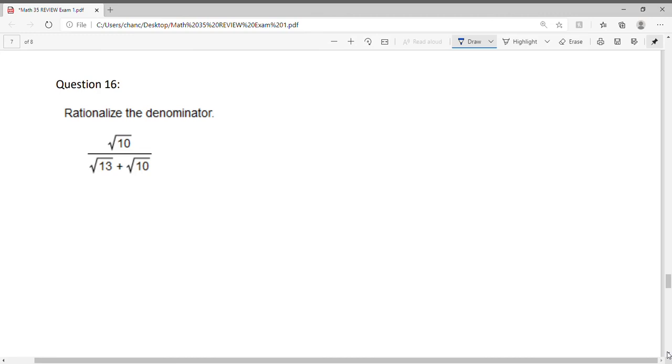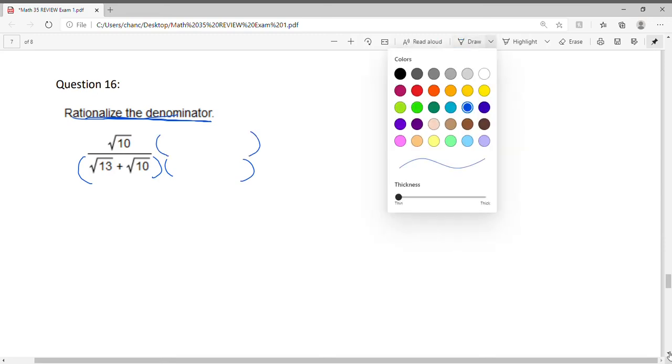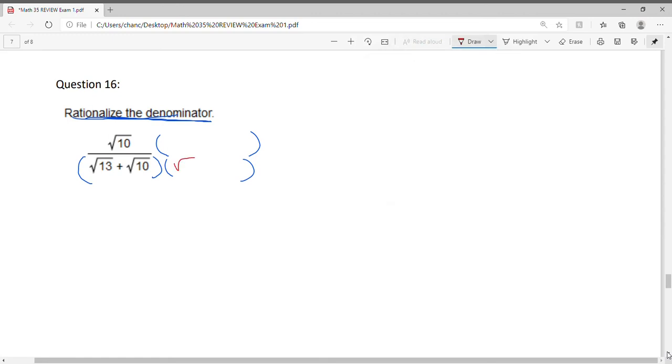Question number 16, we want to rationalize the denominator. In this case, notice how the bottom has 2 terms in it, so we'll use the conjugate. Recall the conjugate is the same thing in the denominator except we have a different sign. This is a plus, so I'll use a minus. So it's root 13 minus root 10. For the top, we'll have to distribute. Root 10 times root 13 is root 130. Root 10 times root 10 is root 100.